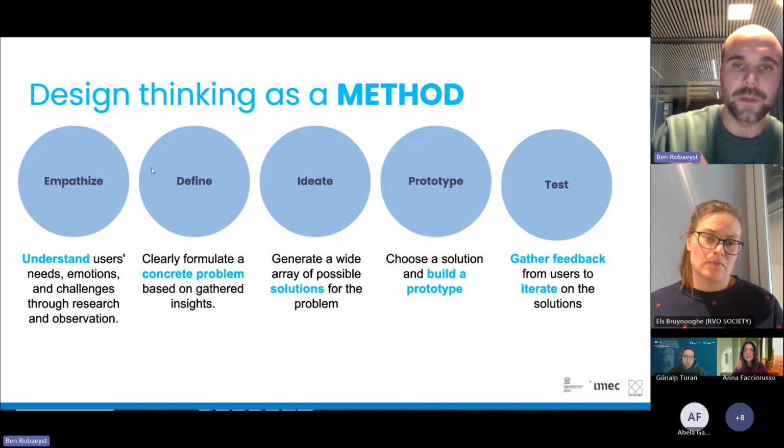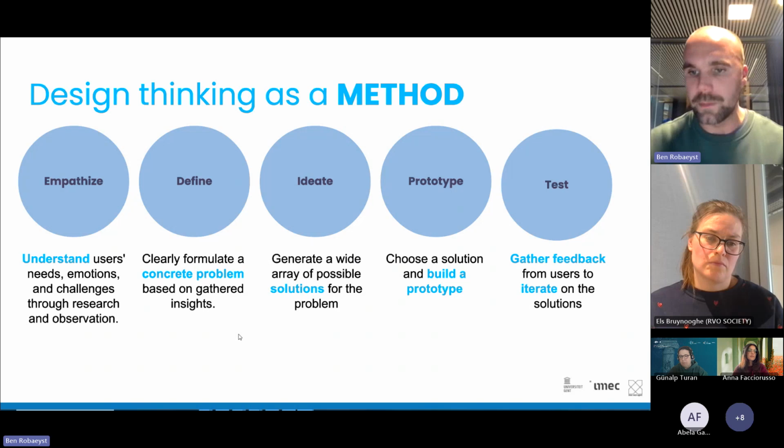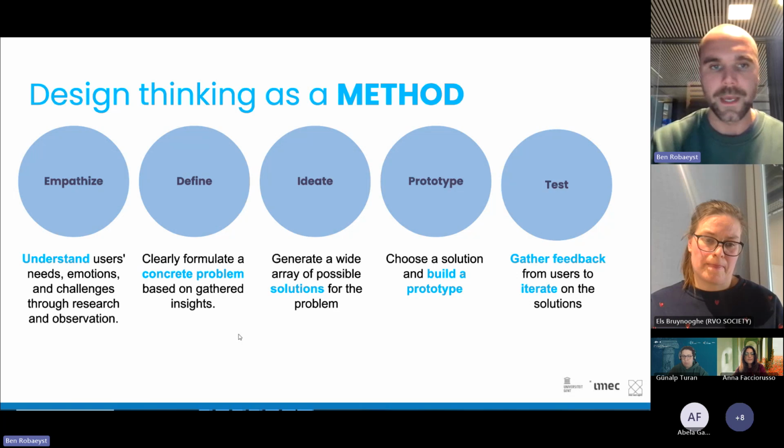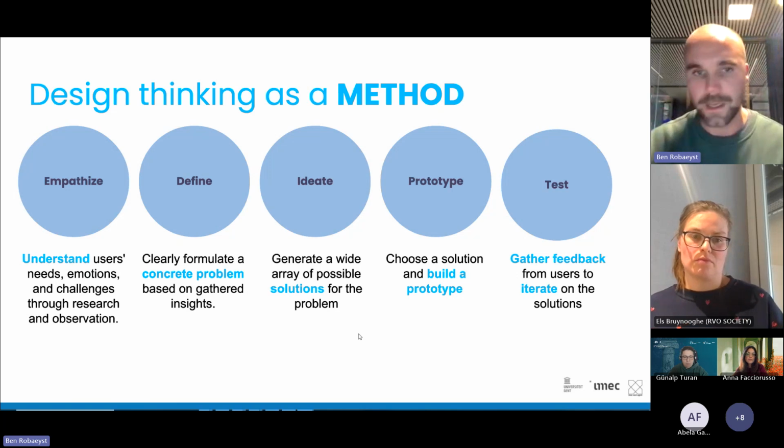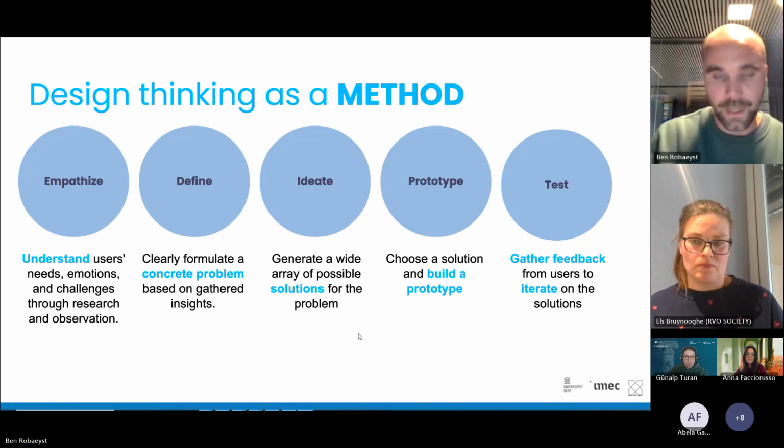The second phase within the method is the define phase. When you talk to people and empathize with them, you have a full spectrum of different problems that they experience. So what you try to do with the define phase is to formulate a concrete problem. You try to define one concrete point where you want to find a solution. In the next phase, you go to the ideation phase. After the define phase, you have a clear view on what problem you want to fix. And then you ideate, you think about possible solutions.